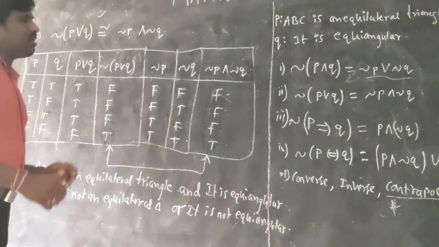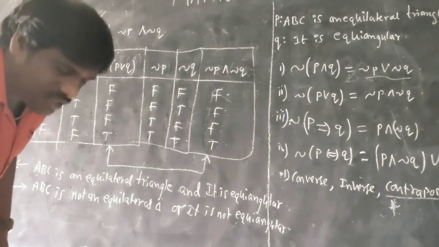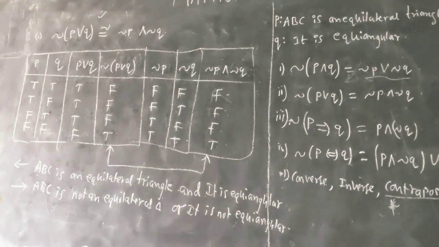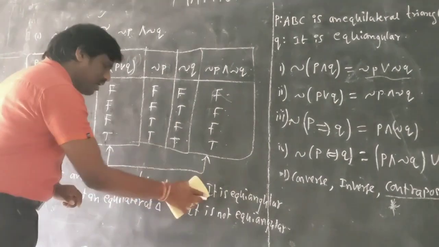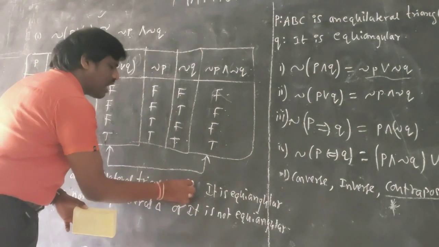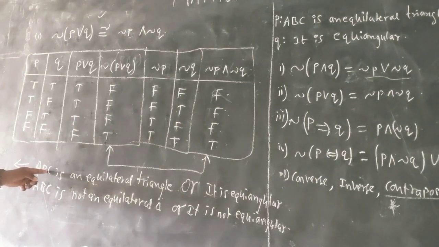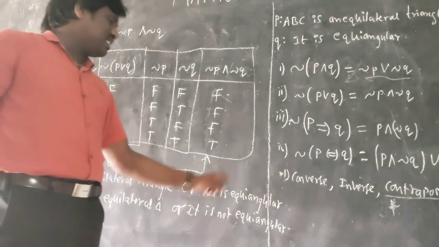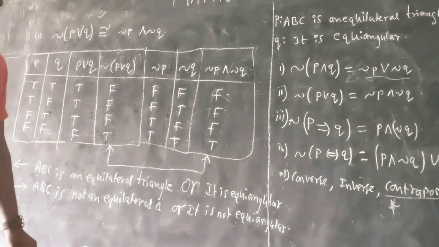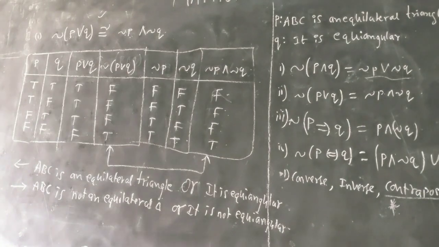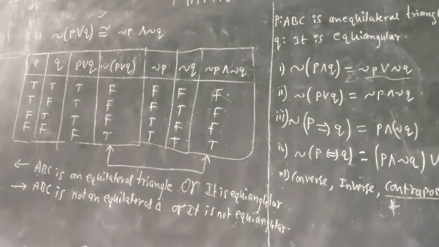So what I can write now, you have a compound statement like that. That is a triangle ABC. Now this compound statement is a disjunction, right? ABC is an equilateral triangle, or it is an equiangular triangle. This is the disjunction statement. What I have to find is the negation of this statement.